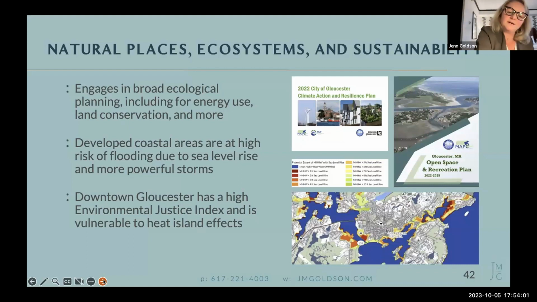Downtown Gloucester also has something called an environmental justice index. I want to talk about that a little bit, and then I'm going to talk about what we mean by heat island effects. So the environmental justice index, it's really statewide, and it documents where populations are living who meet one of these three criteria, or there's a second category. So I'm going to tell you the first one first.